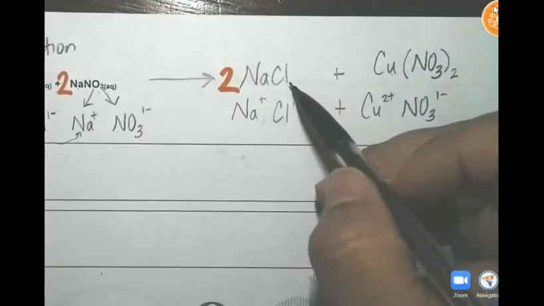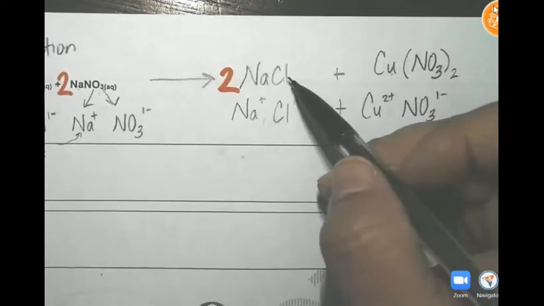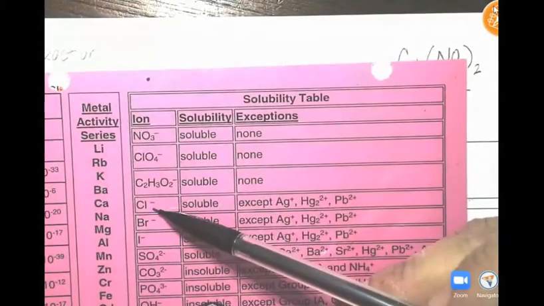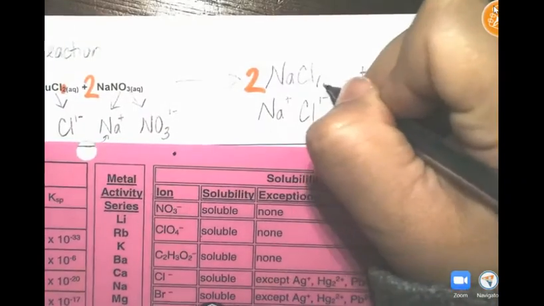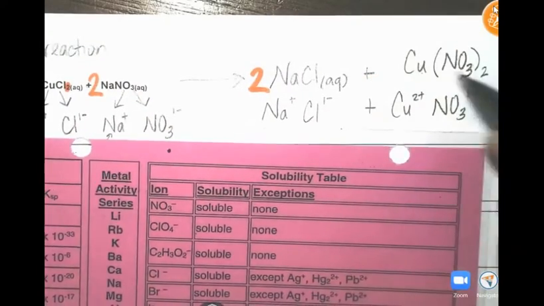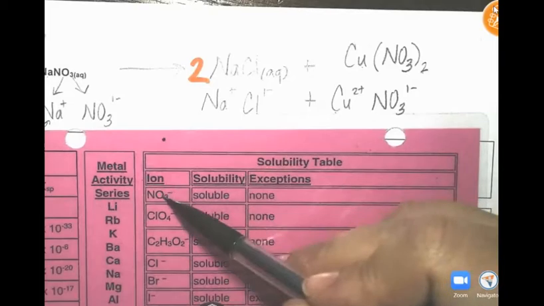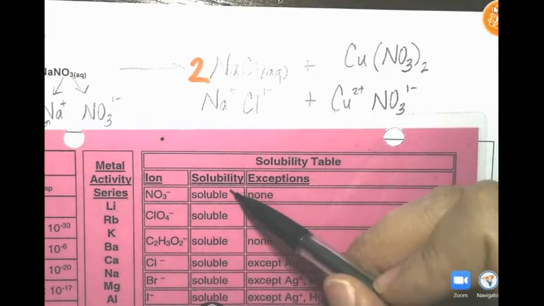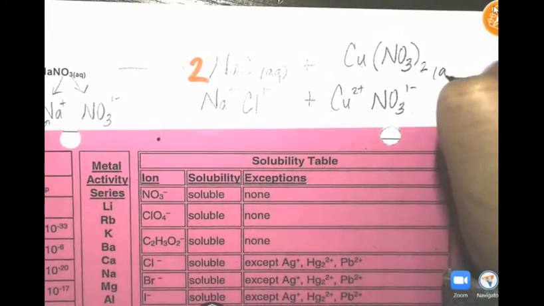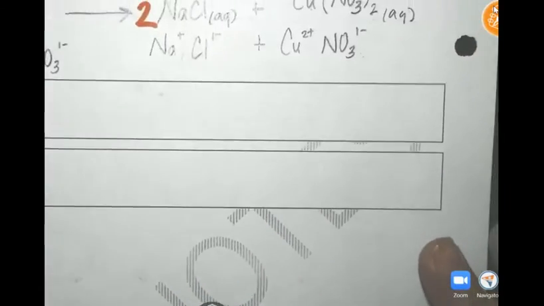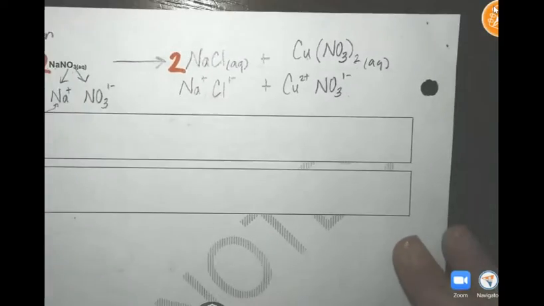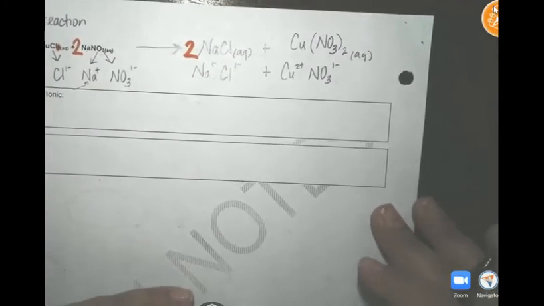All right. NaCl. I know that NaCl is table salt. I know that table salt dissolves in water. But I'm just going to double check on my solubility table. Cl minus is soluble. Except these 3, non-exception, so this is aqueous. CuNO3 2. NO3 soluble. No exception. So this is also aqueous. So what does that mean? That means, right, that there's no precipitate forming.